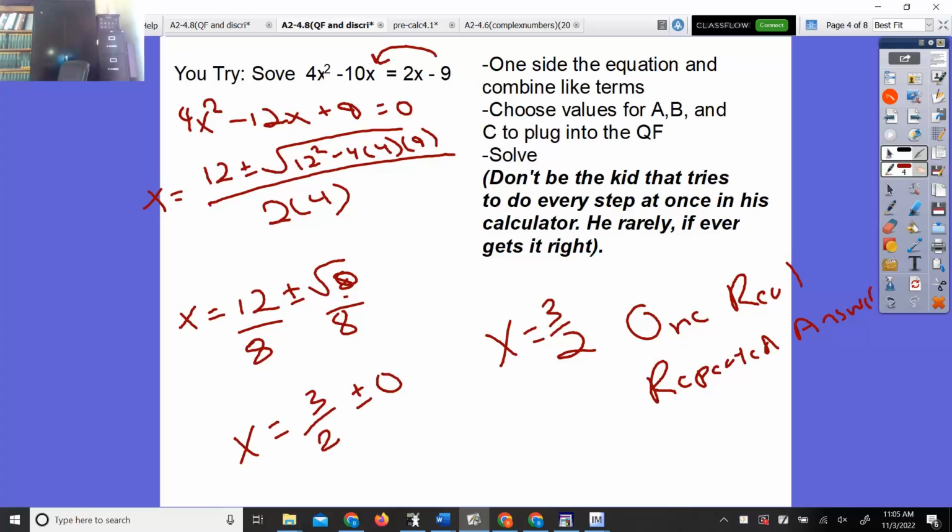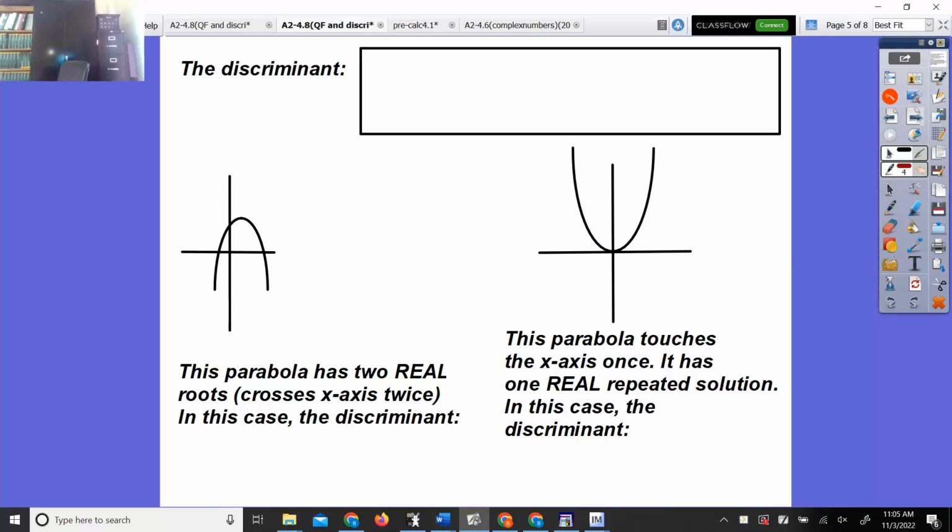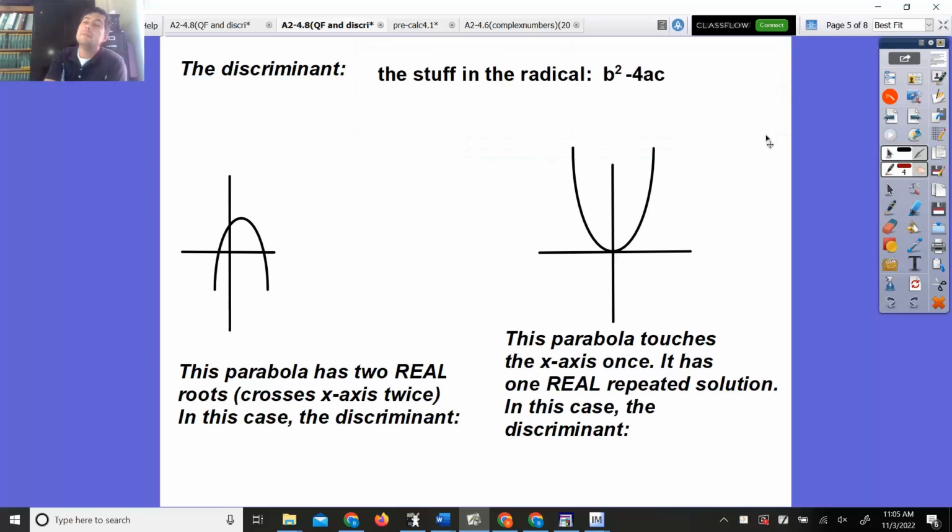All right, what's up next in your notes? The discriminant. It is the discriminant. The discriminant is the stuff inside the radical. What's in the radical? B squared minus 4ac. That's what the discriminant is. Discriminant is literally the stuff inside the radical. That's probably exactly what I wrote in this box.